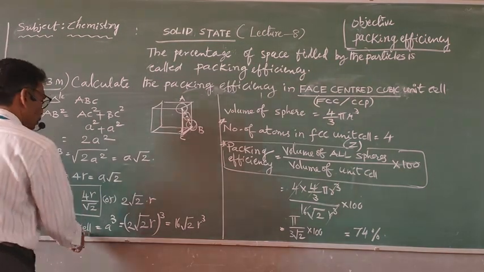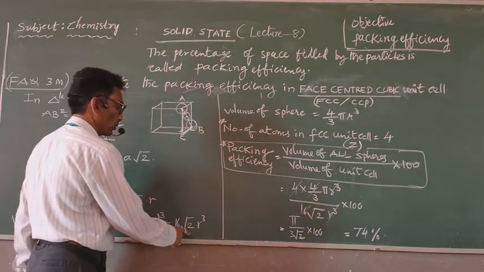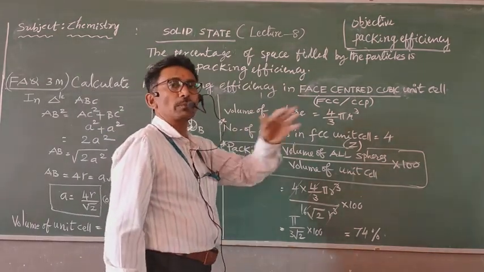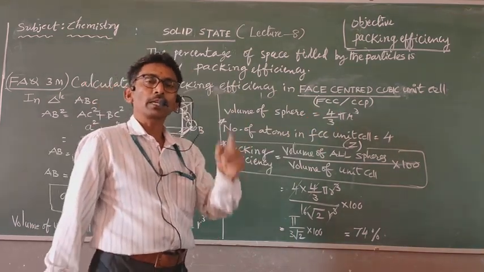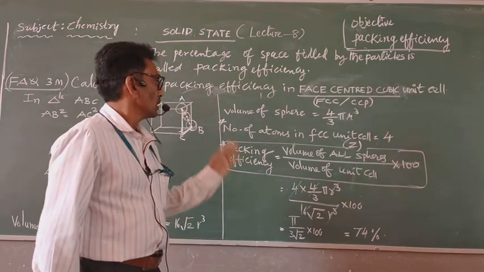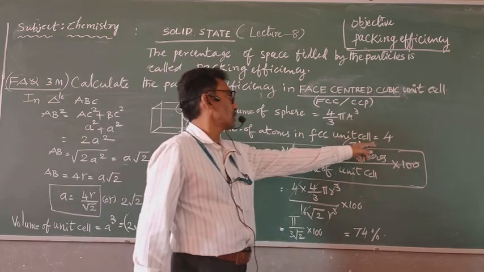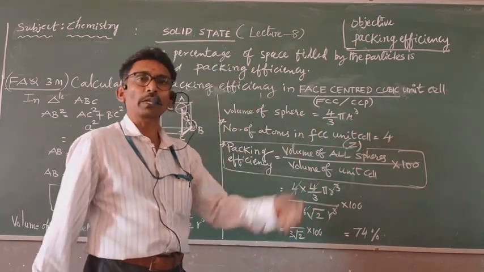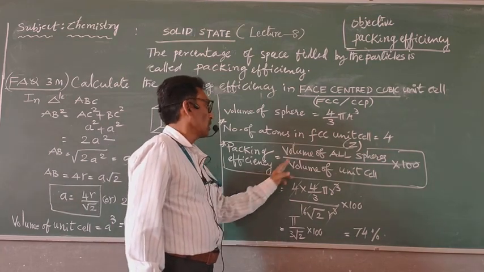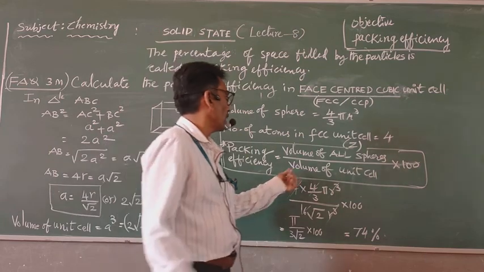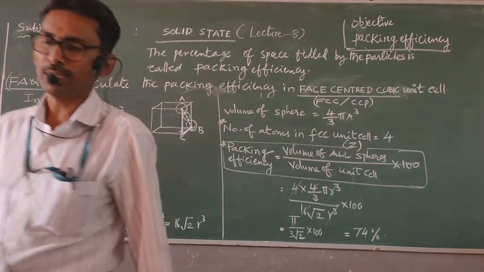Then volume of unit cell, as usual a cube, side into side into side, becomes 16 root 2 r cube. Then volume of the sphere from mathematics is 4/3 pi r cube. After that, number of atoms in the FCC is 4. 8 corners into 1 by 8 after contribution gives 1. 6 face centers into 1 by 2 after contribution gives 3. 1 plus 3, 4 is the answer, which is generally denoted, in the next coming topic, as Z. Packing efficiency is the formula previously taken: volume of all spheres in the unit cell divided by volume of the unit cell multiplied by 100. You will get the final answer 74%.